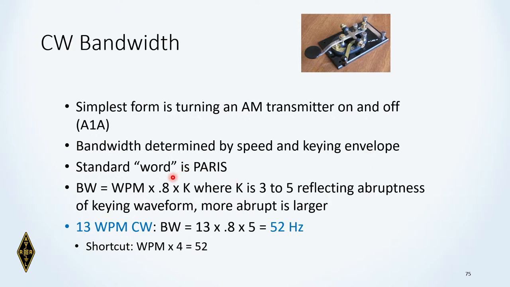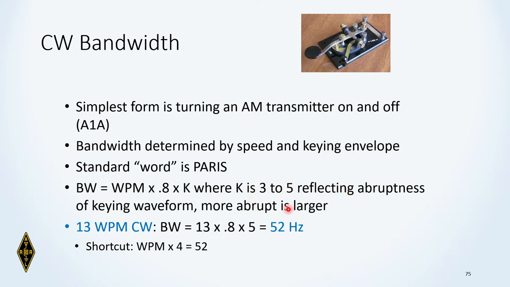Now there's what's called a standard word used in CW. That word is Paris, P-A-R-I-S, and I'll show you a picture in a minute of what that is. A word in CW is 5 characters. You'll notice that Paris has 5 letters, and those 5 letters are kind of special, and I'll show you why. So the bandwidth, here's the formula, is words per minute times 0.8. They use that for an average shaping factor, and then K is between 3 and 5, reflecting the abruptness of the keying waveform. More abrupt is larger.